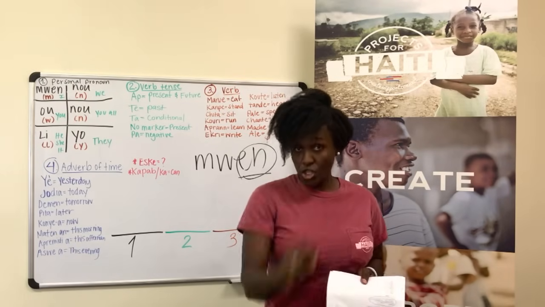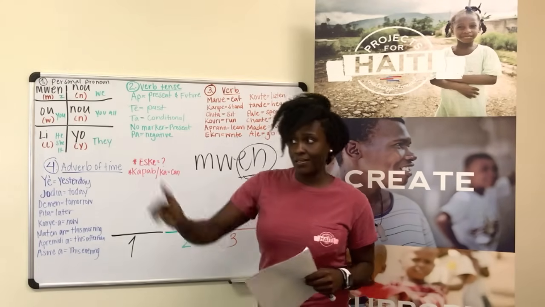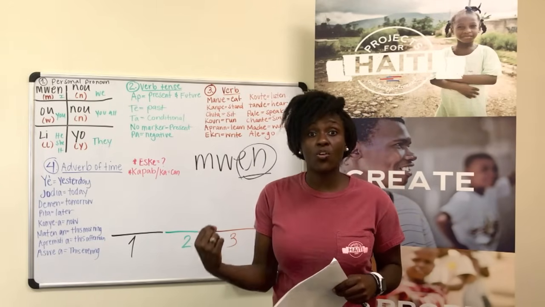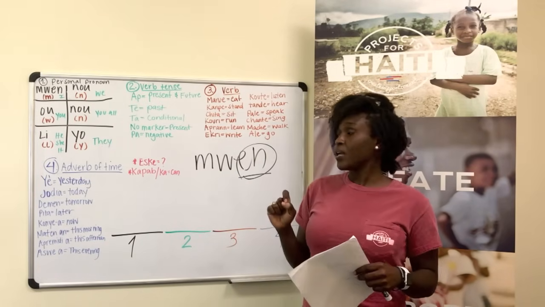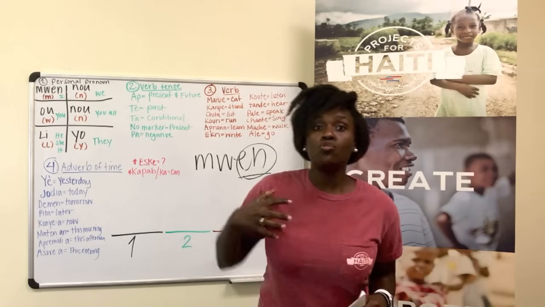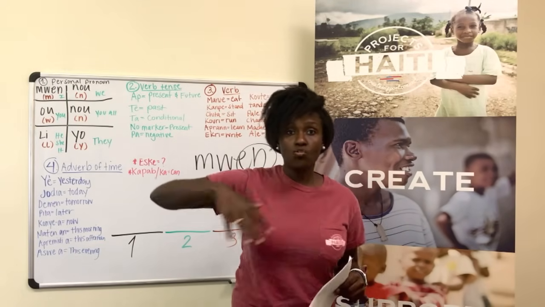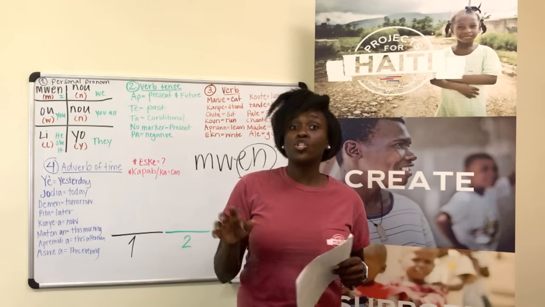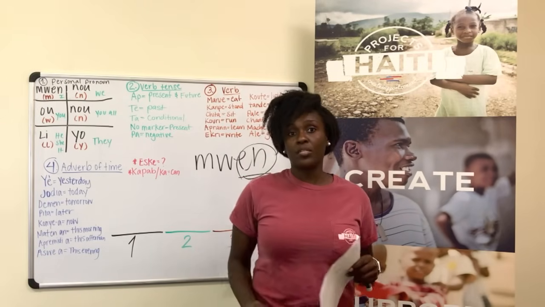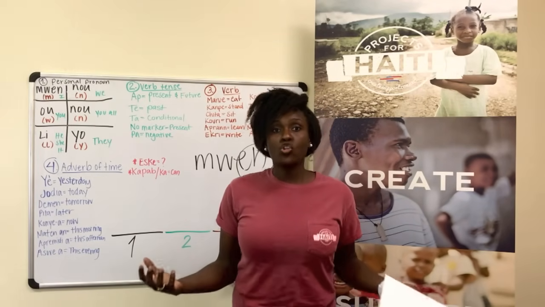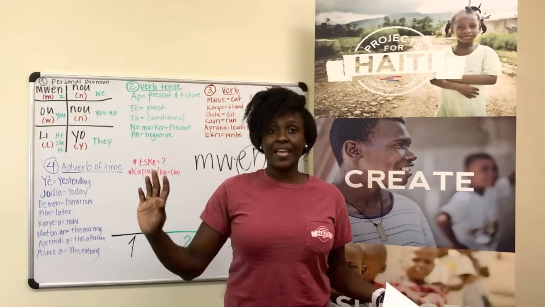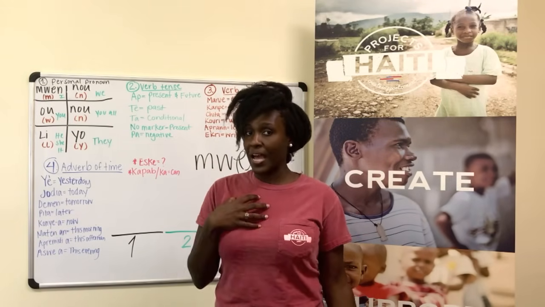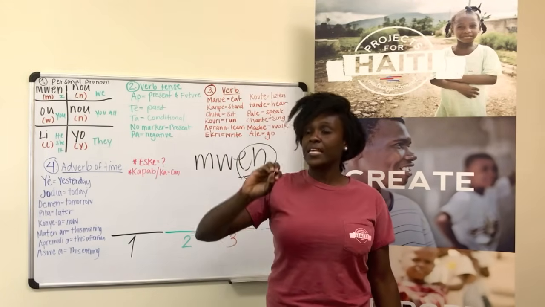Ou means you. Ou, you. Li is he, she, or it. Nous is we. And then also, nous is you all. Finally, yo. Yo is they. Don't get confused with Espanol, where yo means I. Yo in Haitian Creole is they.